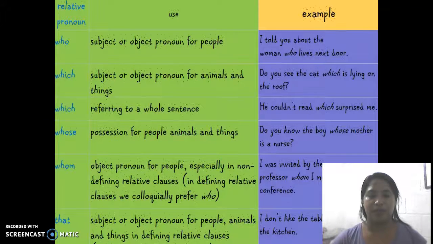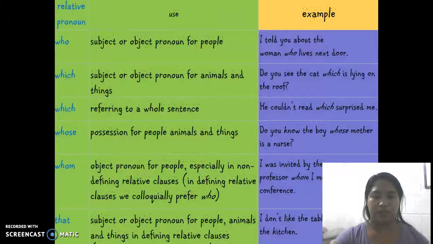That is the most common relative pronoun in a sentence, because we can use it for animals, for people, and things. It's very common to use it, and it serves as a subject or object pronoun for people, animals, and things in defining relative clauses. The example is, I don't like the table that stands in the kitchen.